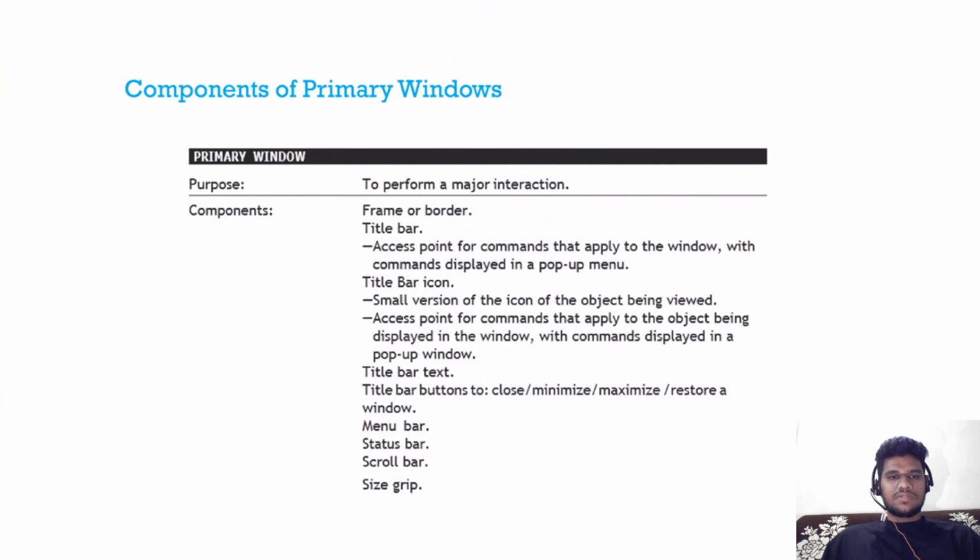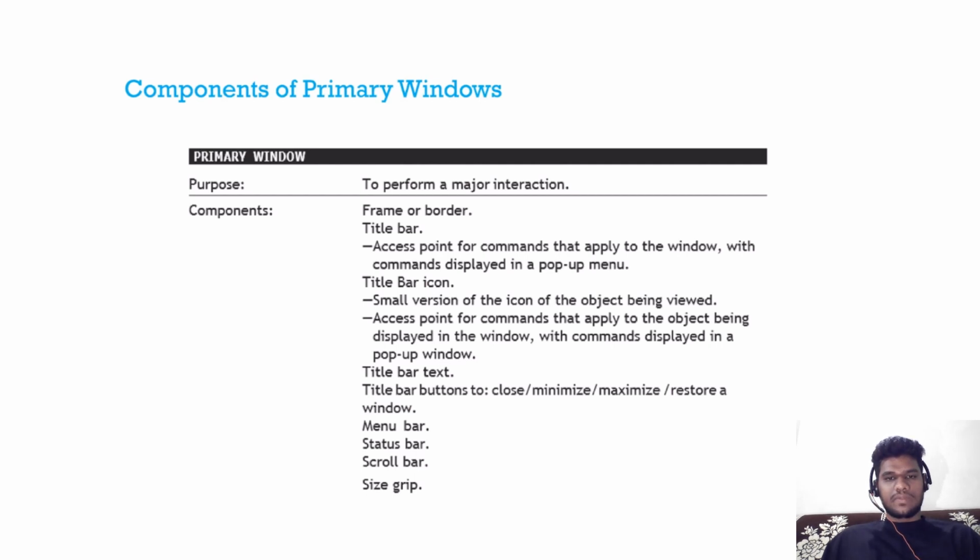While coming to the components of the primary window, what is the primary window and what's its purpose? When we come to its purpose, we get to know that it is used to perform a major interaction. And what are its components? Its components are a frame or a border, and it has a title bar.